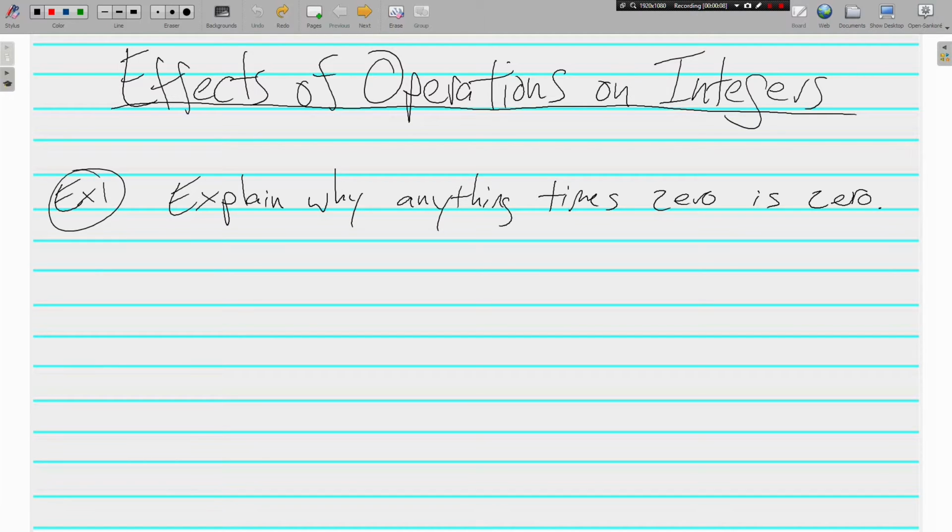Today we're talking about the effects of operations on integers. This section is a little different than anything we've done so far. I cannot give you step-by-step instructions of how to solve or how to explain things. You're just going to have to take what you already know about adding, subtracting, multiplying, dividing integers and properties, and use what you know to write problems, to explain things. It's a little different than the kind of math we've been doing so far.